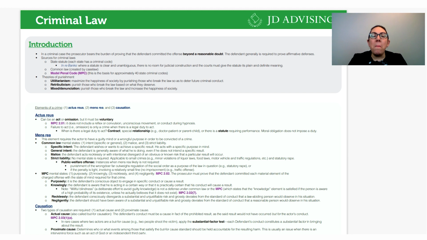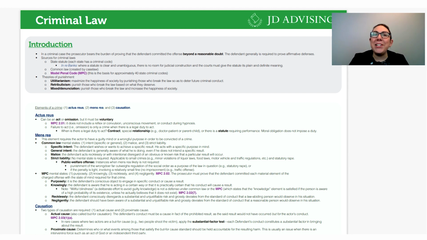Your class will most likely start with some theoretical information that underlies all of criminal law, and this includes the various theories of punishment. Why do we need criminal law? Some of the theories of punishment include utilitarianism. So we have criminal laws to increase the happiness of society by punishing those who break the law.